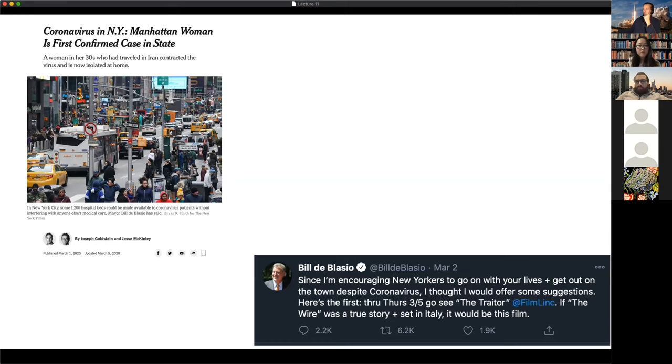Juxtaposed with this is an article from the New York Times dated March the 1st, which reports the first confirmed case of coronavirus in New York City. "Manhattan woman is first confirmed case in state, who traveled to Iran, contracted the virus, is now isolated at home." So obviously, there's a bit of a disconnect, because if Bill de Blasio had a crystal ball, or anybody did back then, the recommendations would have been quite different. But let me ask you this question. Is it really something that he shouldn't have said?